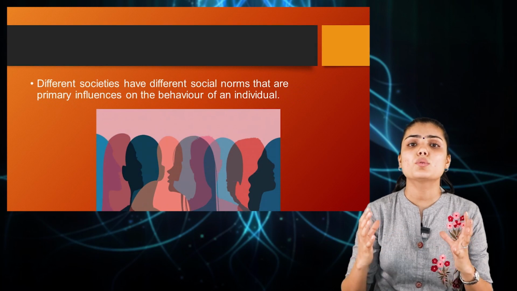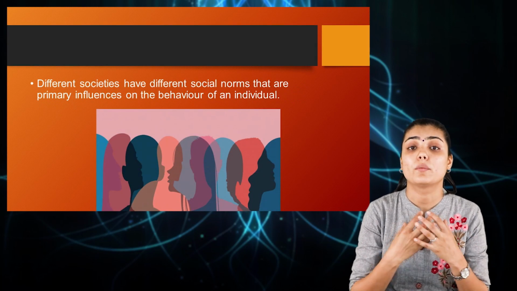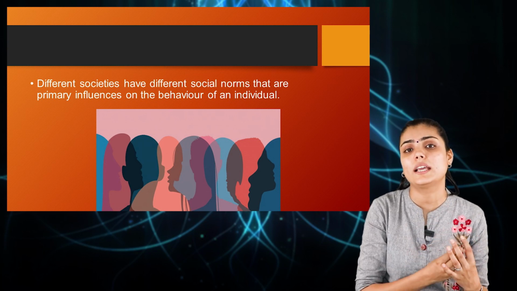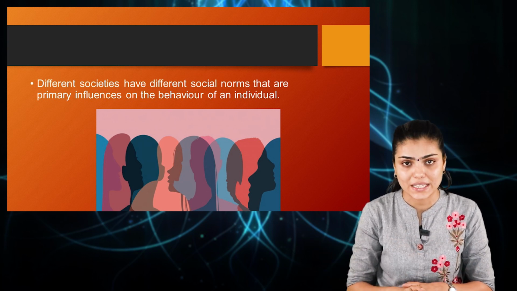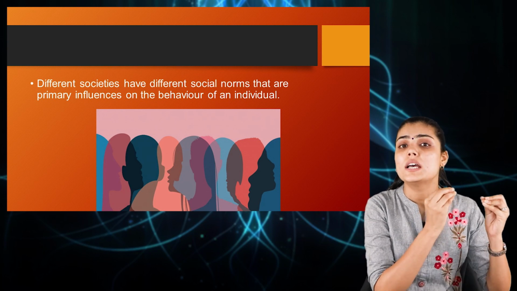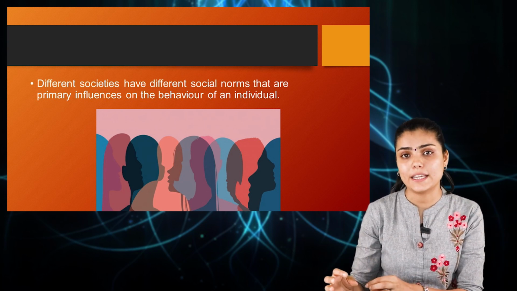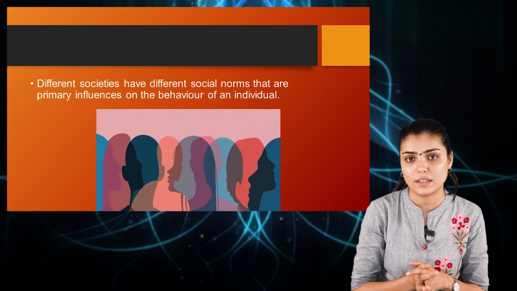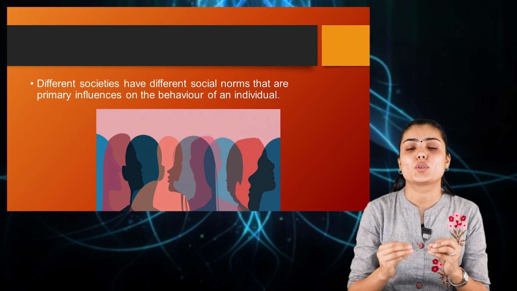For example, there are so many things in our society which we know, even from when we were children, that doing this particular thing is not accepted by my society, right? It is not good to do certain things in my society. My societal norms don't allow me to do this particular thing. So those are social norms.